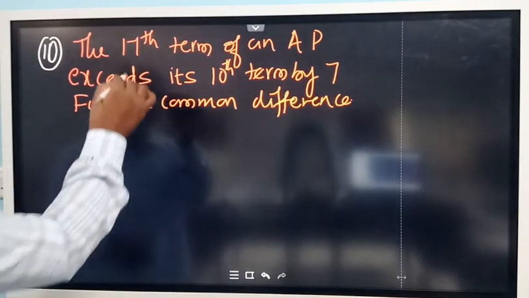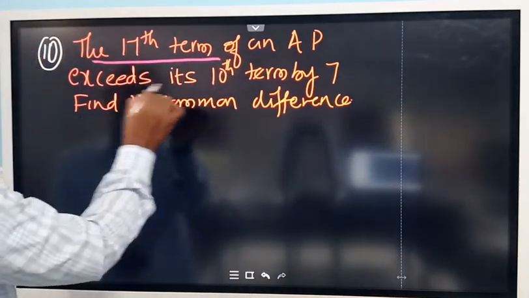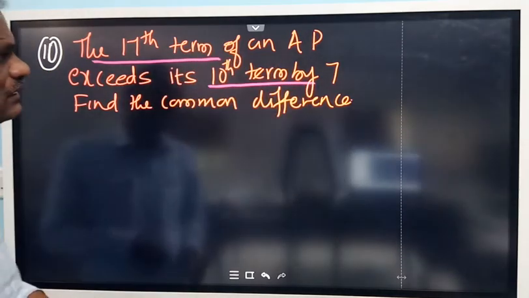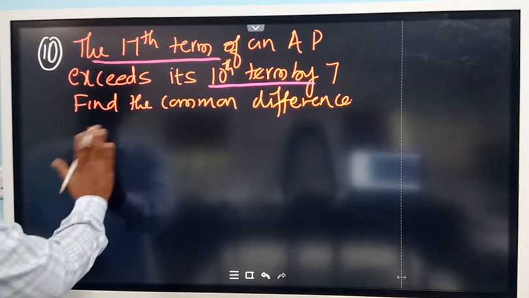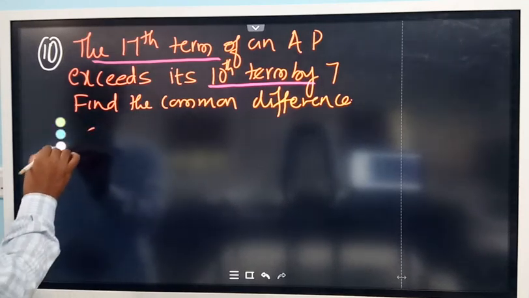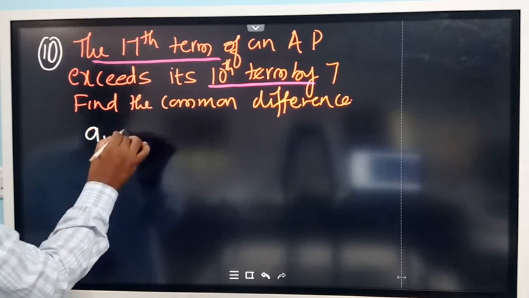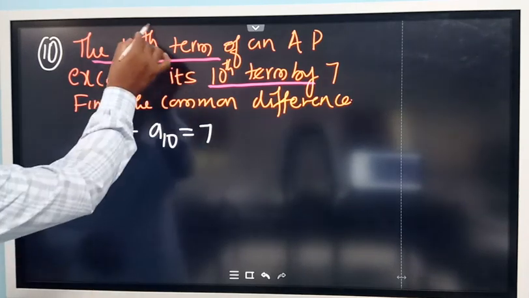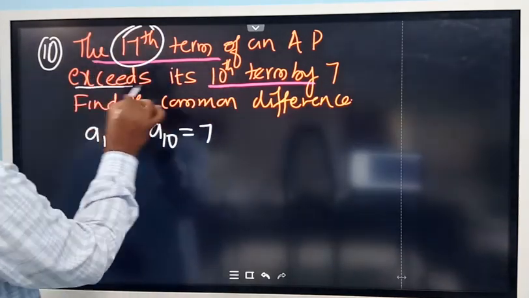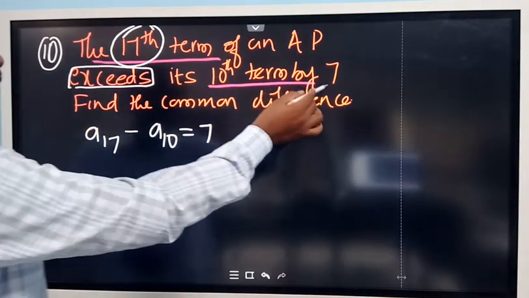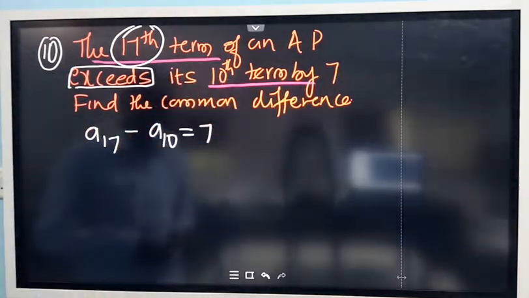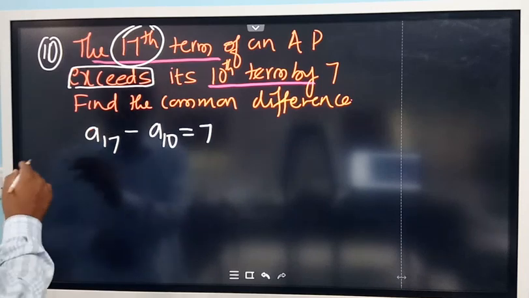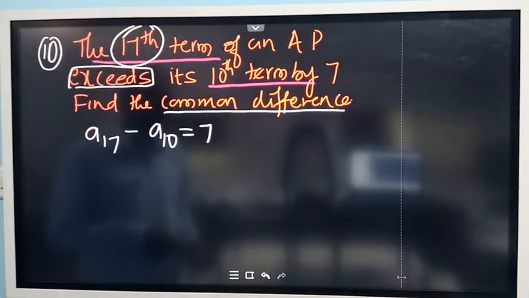The 17th term of an AP exceeds its 10th term by 7. They have given the difference. The 17th term is greater than the 10th term. A17. So let us write the data. What is given? A17 minus A10 is equal to 7. This is the relation they have given. Because the 17th term exceeds means it is more, by how much? It is more by 7. So it is exceeding the 10th term. So if you take the difference, you should get the result 7. Now you need to find out the common difference. D should be calculated here.